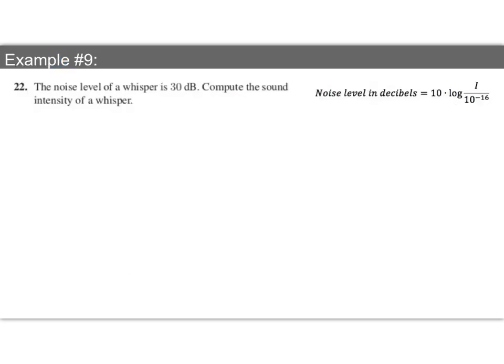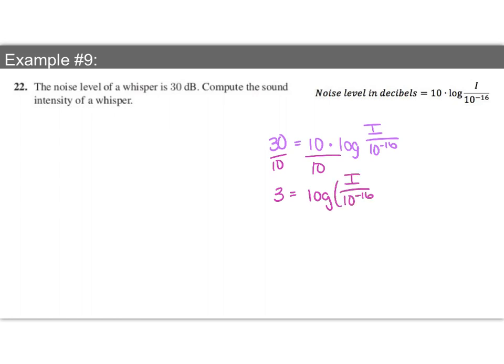So let's do some examples with that. We've got this up here just to remind us that the noise level in decibels comes from doing 10 times the order of magnitude. The noise level of a whisper is 30 decibels, and we want to figure out how intense a whisper is. So if the noise level is 30 decibels, then we've got 10 times the log of whatever that intensity is over 10 to the negative 16. The first thing we would do is divide both sides by 10. So we've got 3 equals log of I over 10 to the negative 16.